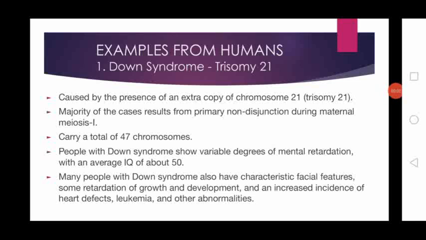We'll discuss some examples from humans. Non-disjunction creates several chromosomal anomalies, and we'll discuss some of them. First one is Down syndrome, or trisomy 21. Down syndrome is caused by the presence of an extra copy of chromosome 21. So we usually have two copies of each chromosome, but here we have an extra copy of a particular chromosome, chromosome 21.